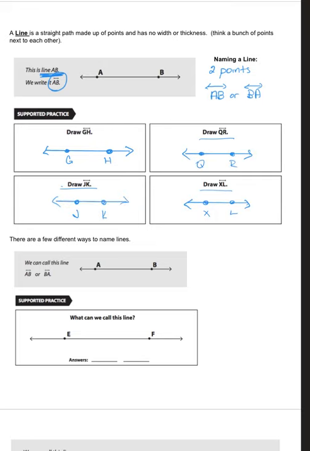Okay, so now you can check your 3 lines. So your QR, XL, and JK. Again, the things you were supposed to do: use a straight edge, put your arrows on both sides, and then put your 2 dots with the letters it gave you.